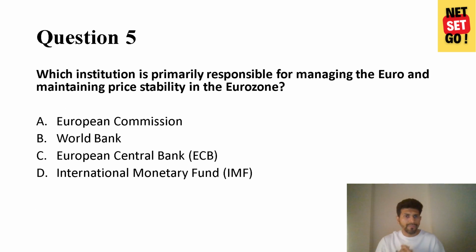And the last question: which institution is primarily responsible for managing the euro and maintaining price stability in the eurozone? European Commission, World Bank, European Central Bank, or International Monetary Fund. The correct answer is option C, European Central Bank. So here we have completed international finance concepts such as euro currency and depository receipts. Happy learning. Bye.